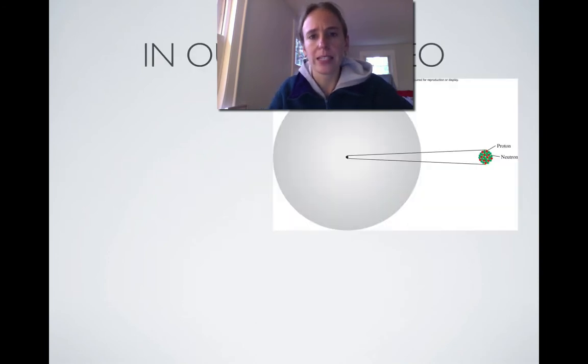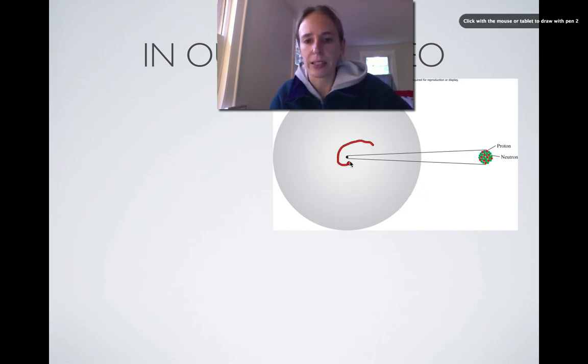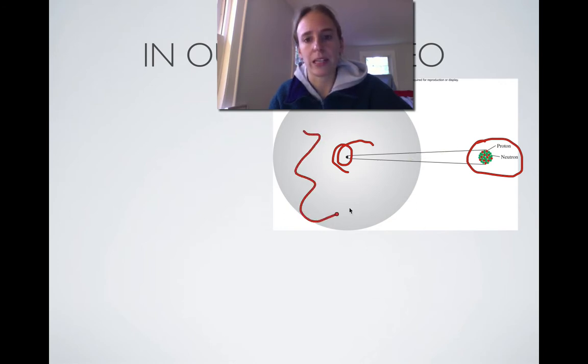If you remember from the last video and from the earlier sections in Chapter 2, our understanding of the atom after Rutherford's gold foil experiment was that in an atom there was a very dense nucleus right in the middle that contained all of the protons and neutrons, so almost all of the mass of the atom, and then there's a lot of empty space where the electrons were free to move about. So that's our current understanding of the atom.